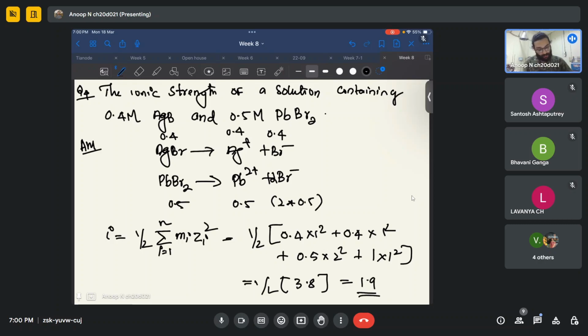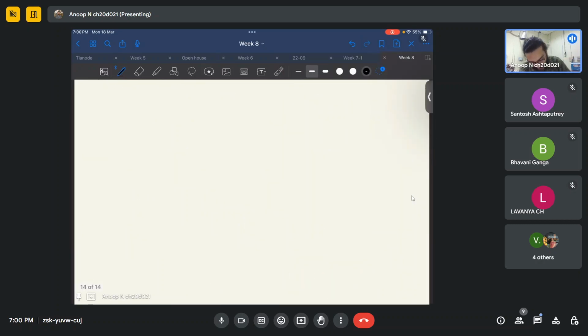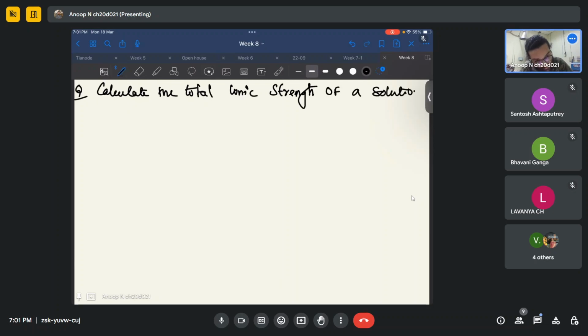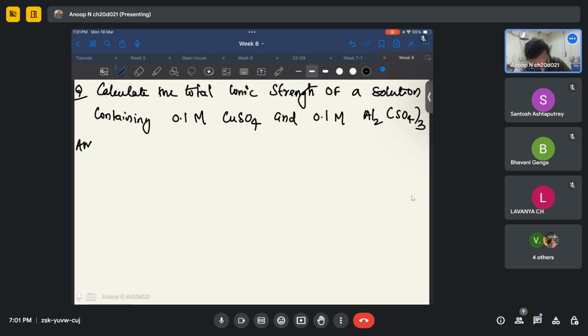So let's try one more problem like this. The question is: calculate the total ionic strength of a solution containing 0.1 molar CuSO4 and 0.1 molar Al2(SO4)3. How will it be? Please calculate and tell the answer.